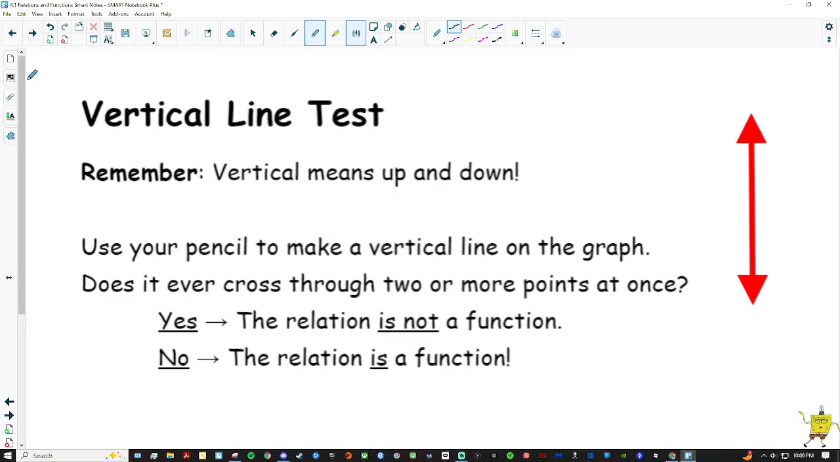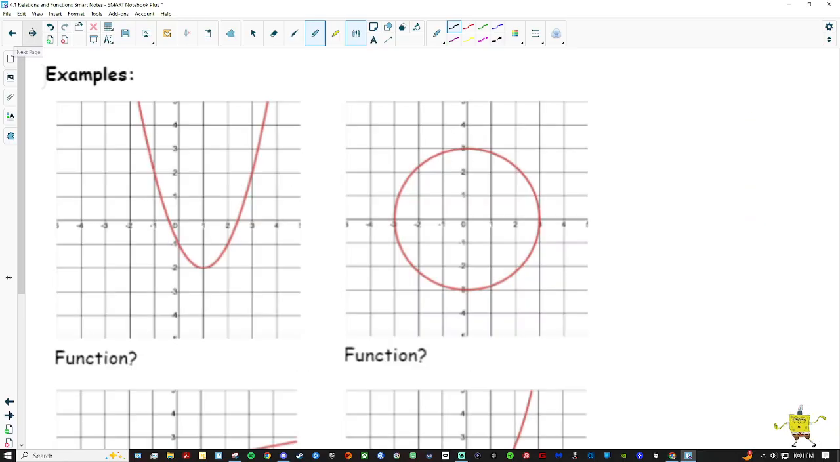And last but not least, we have the vertical line test. The vertical line test is used to tell if a graph is a function or not. Okay? So we are going to use our pencil. We're going to hold it vertical, which means up and down, like this line over here, up and down. You use your pencil to make a vertical line on the graph, and we are trying to see if it will ever cross our graph at 2 or more points. If it crosses twice or more, it's not a function. If it only ever crosses once, then it's a function.